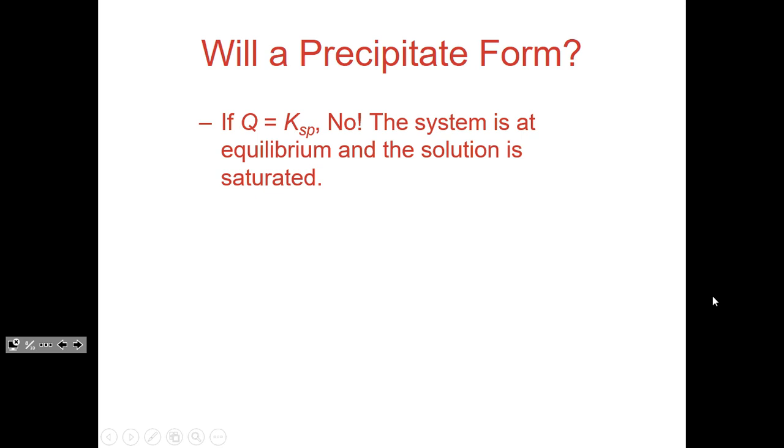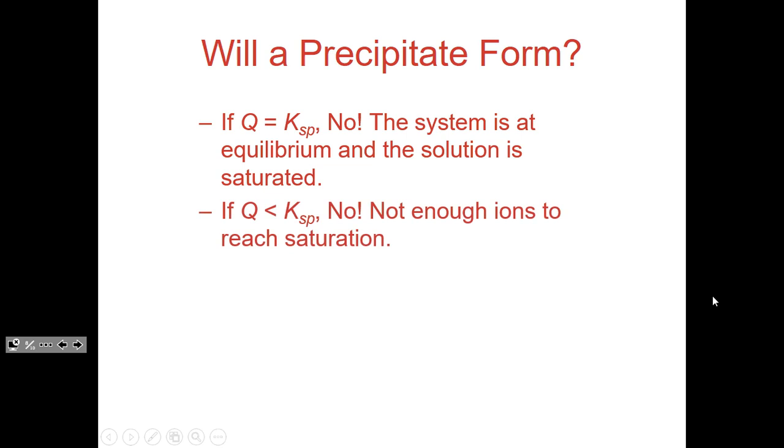Now, if Q equals K, then we had basically perfect equilibrium. We added the exact amount of ions to exactly reach saturation, and we have no extra ions to precipitate out as a solid. So no, in this case, if Q equals K, we're not going to get a precipitate because we're exactly at equilibrium and we just formed a saturated solution. This is highly unlikely to happen in most problems. What's more typical is we have too few ions or we have too many ions.